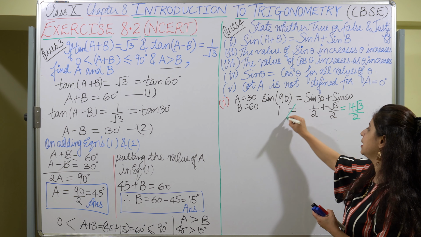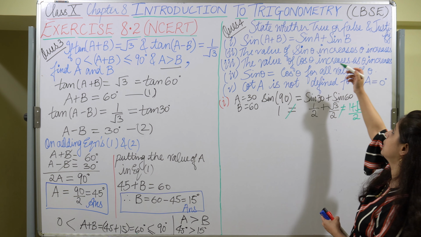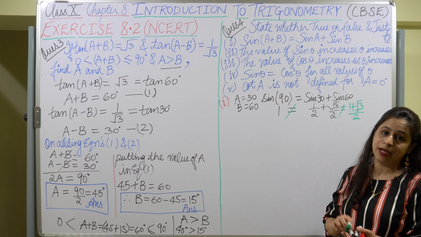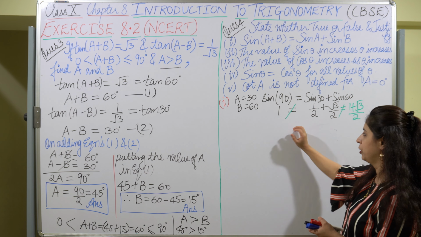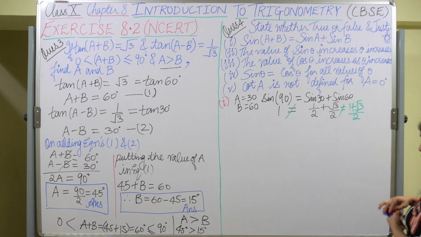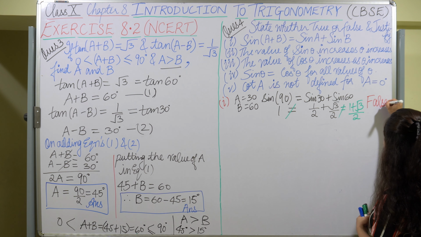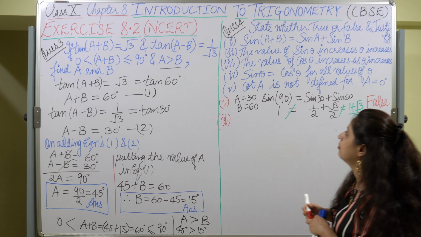So clearly we can see they both are not equal, and it is being given that sin(A+B) is equal to sin A plus sin B. So the statement is false and we have justified it over here. So let us write down the value to be false. Okay. Now let us start with the second statement, second part.